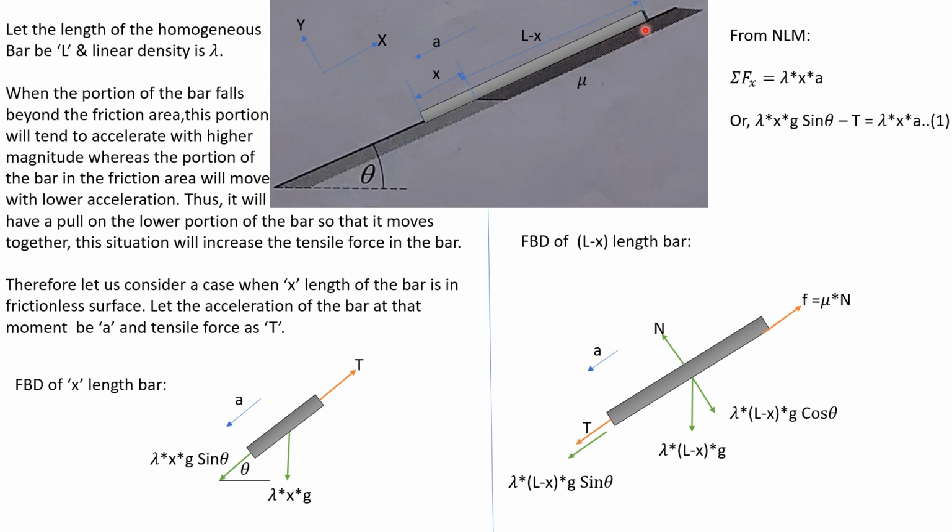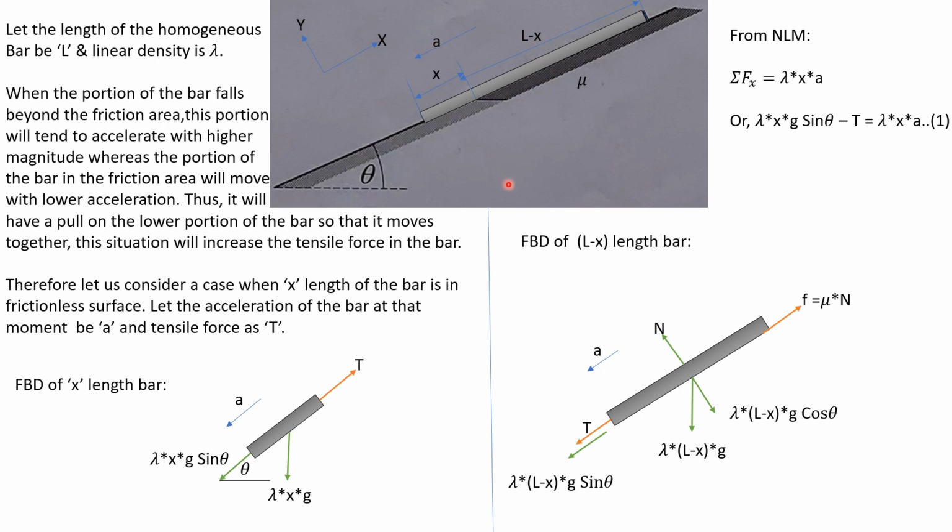So this situation will arise. When this situation arises, this portion of the bar will try to pull this section of the bar, this section of the bar which is on the friction surface, faster towards itself, and whereas this being slower, this will try to pull the section of the bar which is on the frictionless surface in this direction. So because of this, the tensile force will increase.